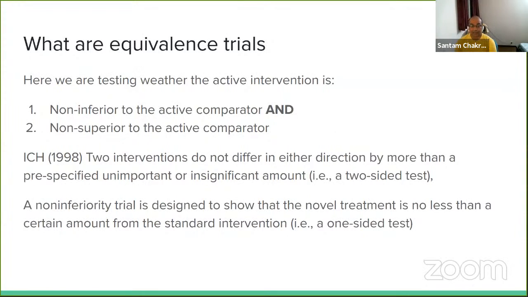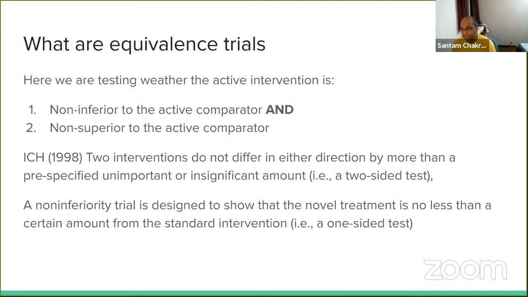What are equivalence trials? Equivalence trials are an extension. Here we are testing two hypotheses simultaneously. First, the active intervention is non-inferior to the active comparator, and at the same time it is also non-superior to the active comparator, which means it must have an effect which lies within a narrow band. As per the ICH 1998 definition, two interventions do not differ in either direction by more than a pre-specified unimportant or insignificant amount. That means here you are implicitly doing a two-sided test, whereas in case of a non-inferiority trial, you are doing a one-sided test.